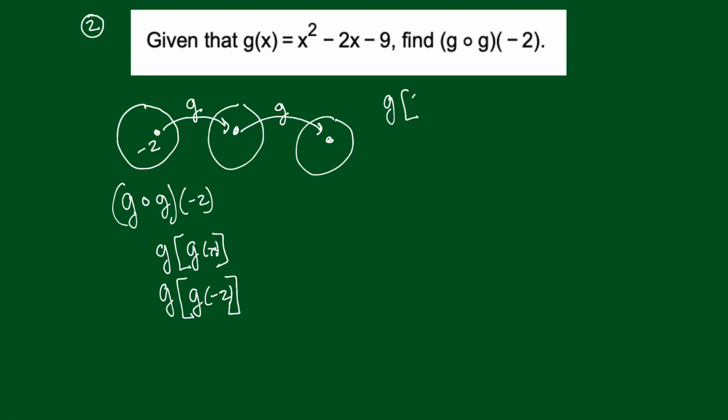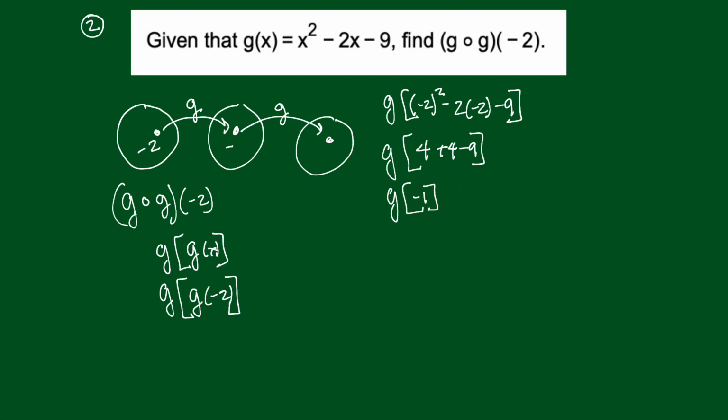So we will get, I'll do it up here on the right, g of, okay, what do we get here? -2 squared minus 2 times -2 minus 9. This will give us g of, now -2 squared is 4, -2 times -2 is plus 4 minus 9. This will be g of, okay, 4 and 4 is 8, minus 9 is -1. So in our picture up here, if I put in a -2, that takes us over here to this -1.